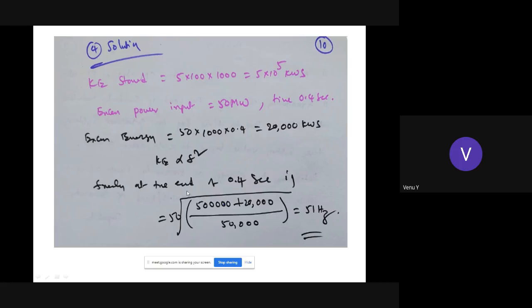And the frequency at the end of 0.4 seconds, you already know, is 50 into the square root of WKE plus delta WKE divided by WKE. So 50 times the square root of 5 lakhs plus 20,000 divided by 5 lakhs. You will get 51 hertz.